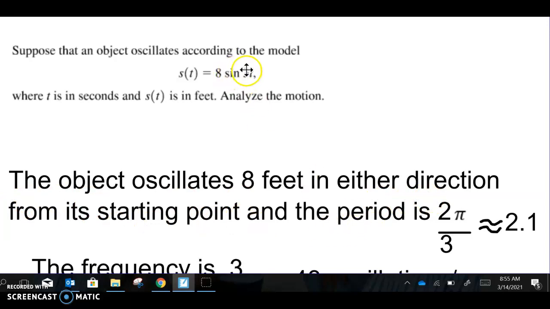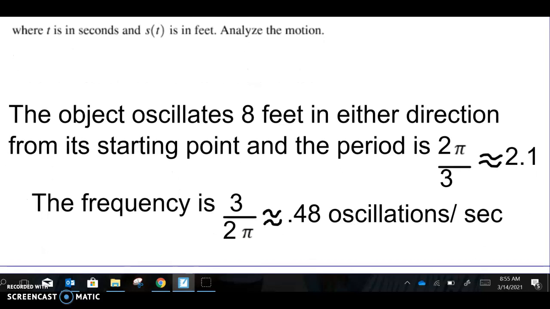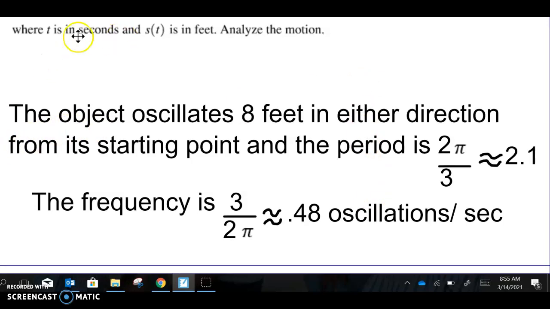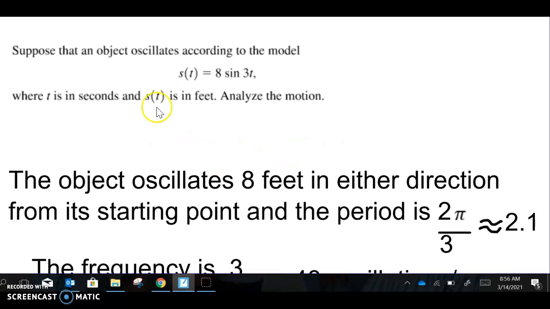The period is 2 pi over 3. I put that as 2.1 just to give me a number that goes with that. The frequency, I flip it upside down. So this is saying it takes 2.1 seconds to go up 8, down 8, back to 0. That's what it's telling me, because I know t was measured in seconds and s of t is measured in feet.